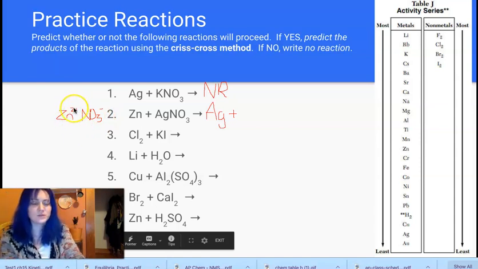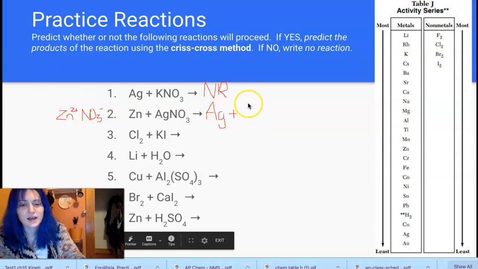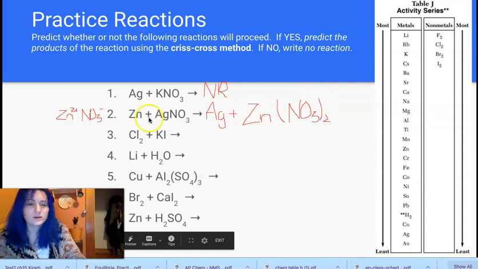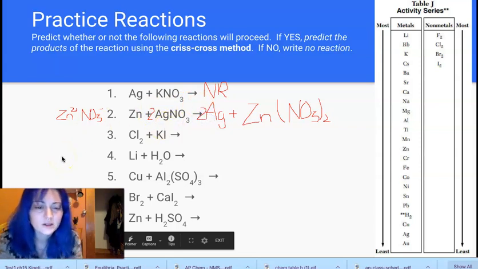So this 2, you lose the charge, the 2 comes down to be outside the parentheses for NO3. And the 1 for the nitrate would go down to be next to zinc. So this would be Zn(NO3)2. All right. Now, we haven't learned about balancing equations yet, so it's all right if you don't put the coefficients in yet, but to balance this equation, to make sure all the atoms are balanced, you would put 2 as coefficients here. All right.